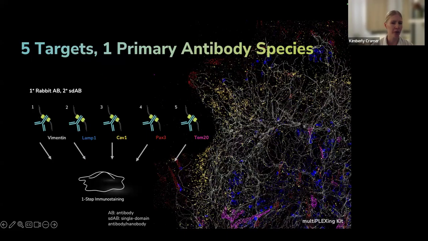So here we were able to image 5 different targets using primary rabbit antibodies. Hopefully you can appreciate there that they're all separate and there's no crosstalk.